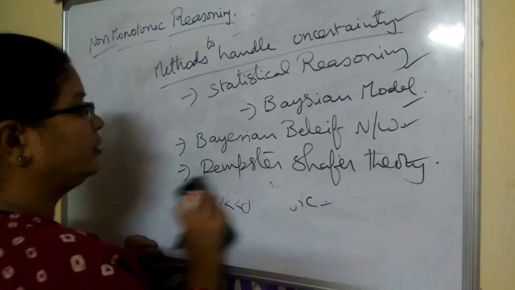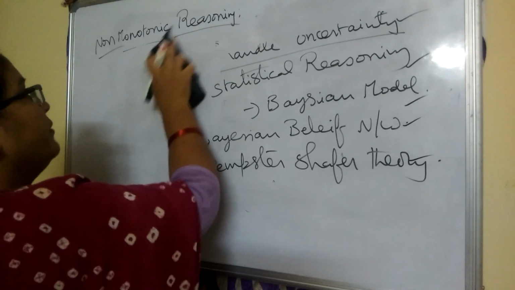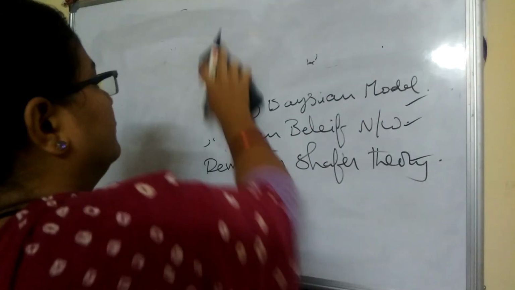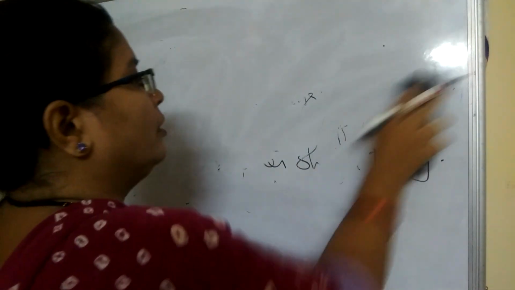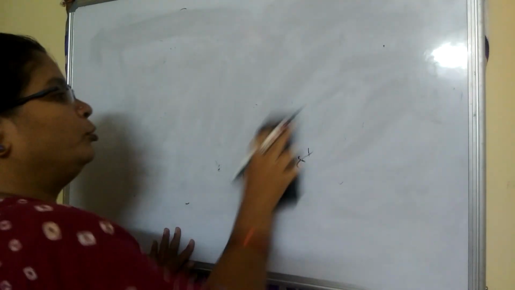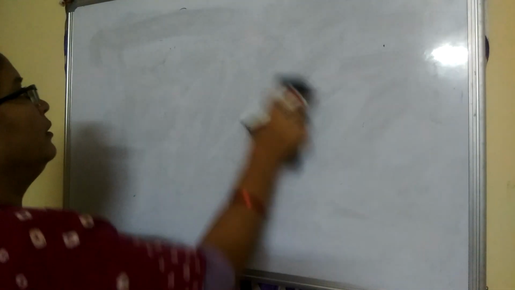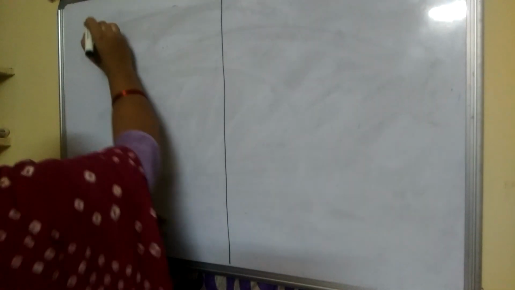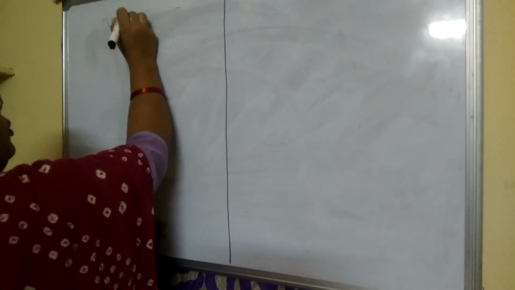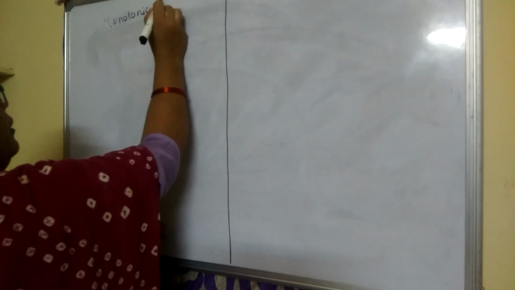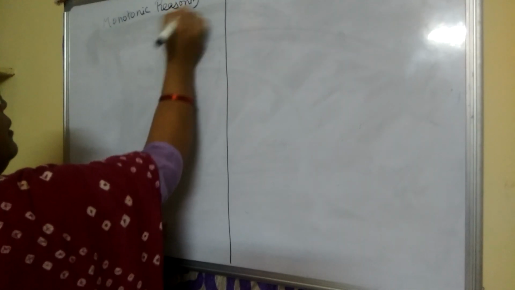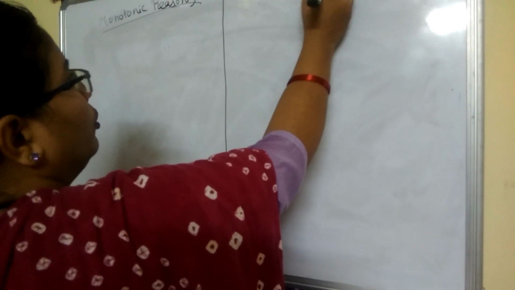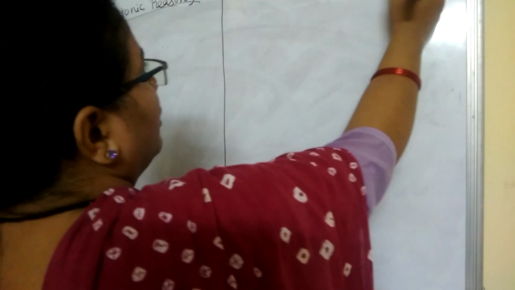Now, we list out the differences between the monotonic and non-monotonic reasoning. I divide the board into two parts. Just see, I will draw the line here. This is the line. Here it is monotonic reasoning. Here it is non-monotonic reasoning.